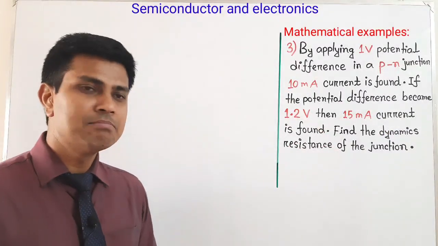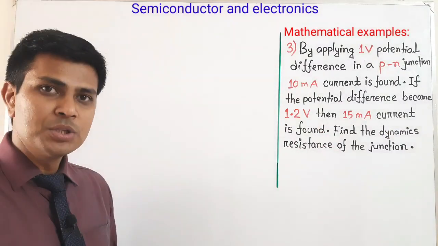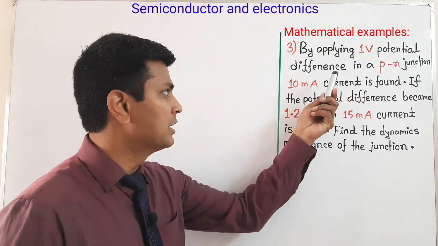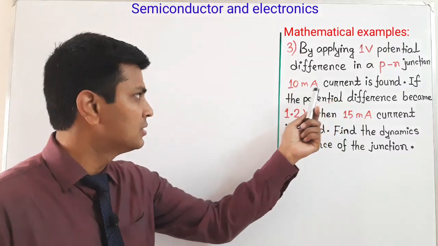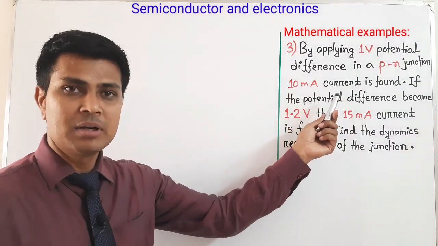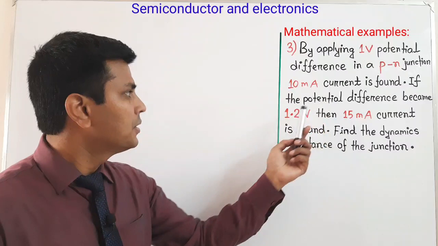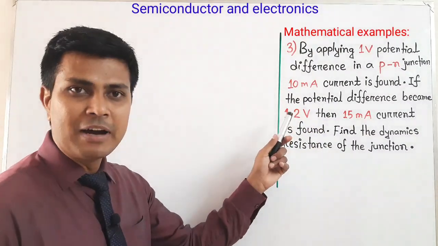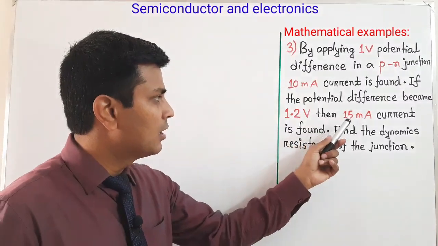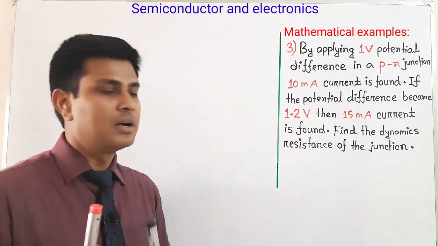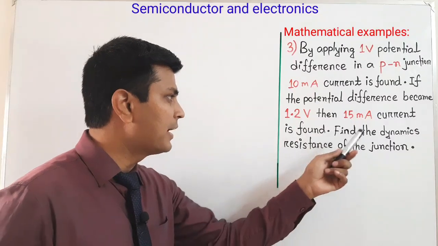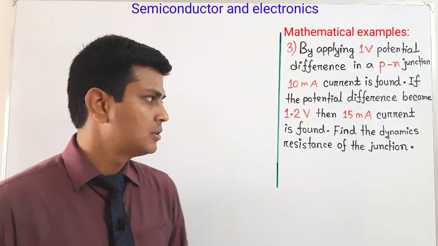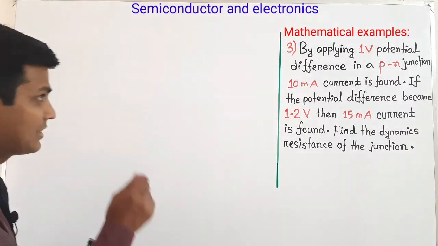Let's solve the third mathematical example, and the question is: by applying 1 volt potential difference in a PN junction, 10 milliampere current is found, and if the potential difference becomes 1.5 volt, then 15 milliampere current is found. The question is, find the dynamic resistance of the junction. Okay, my dear students, let's solve this question.